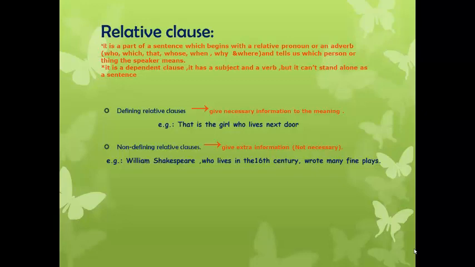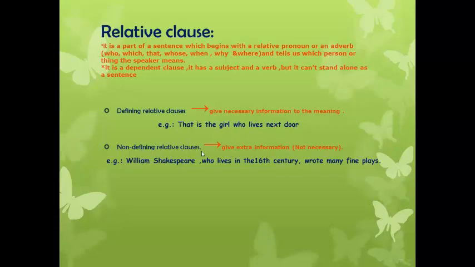Relative clauses are of two types, defining relative clauses and non-defining relative clauses. The defining relative clauses give necessary information to the meaning. We can't understand the meaning without the relative clause. That is the girl. Who is the girl? Who lives next door.